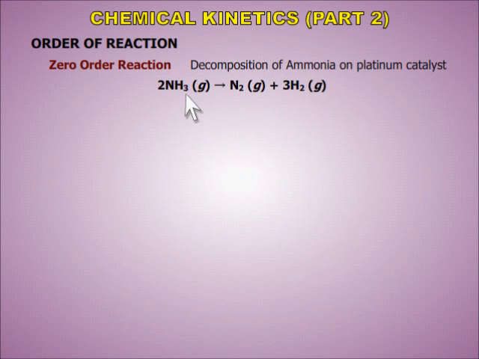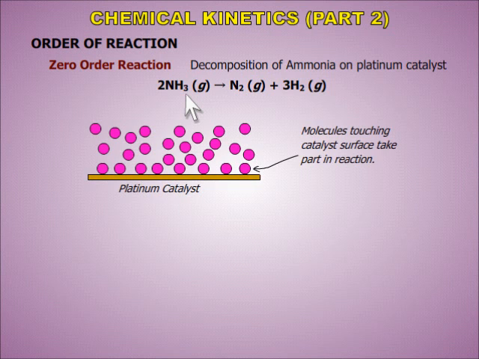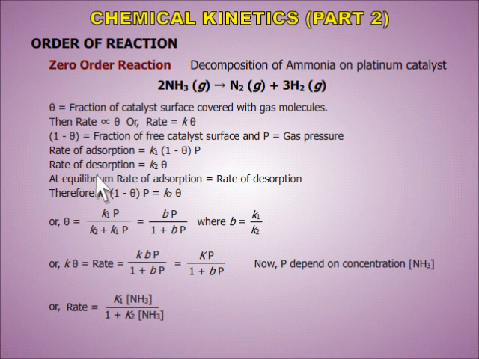Look at this reaction. This is a catalyzed reaction. It is an example of heterogeneous catalysis where the reactants are in the gas phase and the platinum metal catalyst is in the solid phase. Reaction occurs at the catalyst surface only. Suppose theta is the fraction of catalyst surface covered with gas molecules. This theta will control the reaction rate. The fraction of surface uncovered controls the rate of adsorption of gas molecules on the catalyst surface.